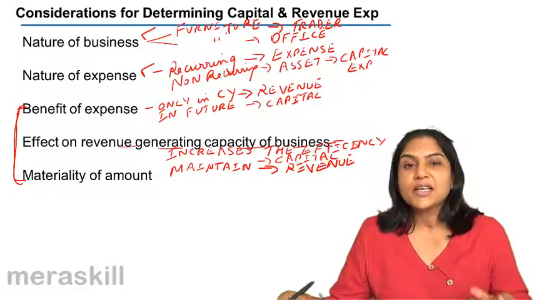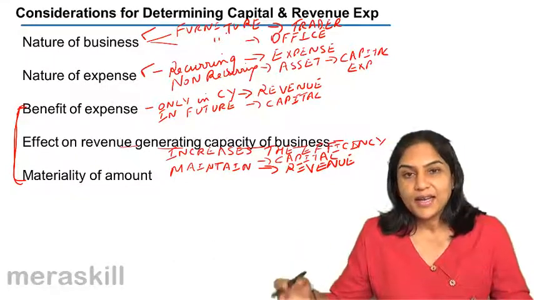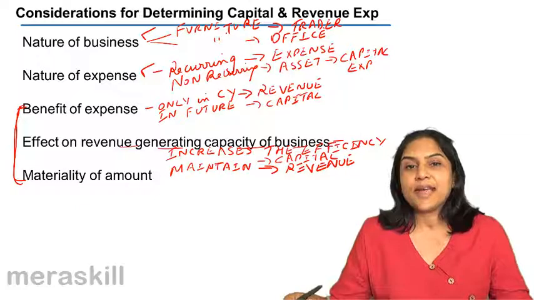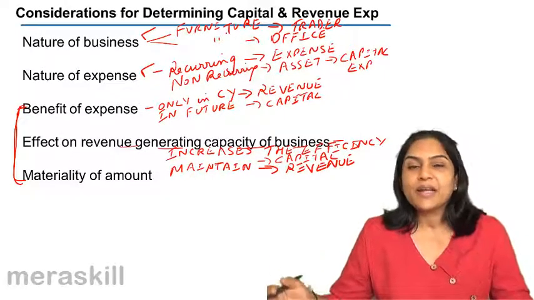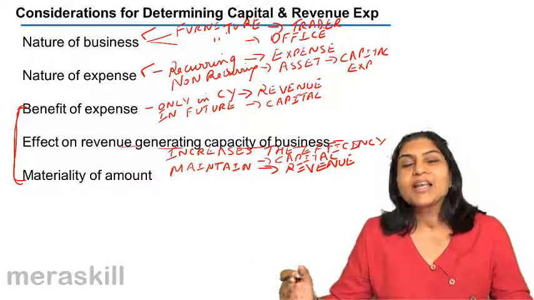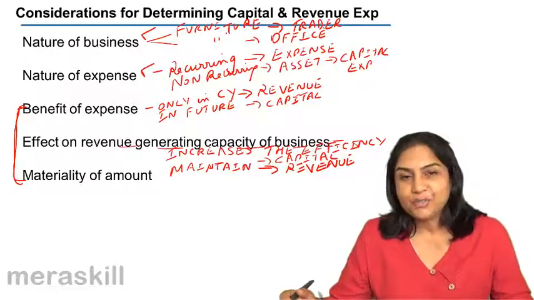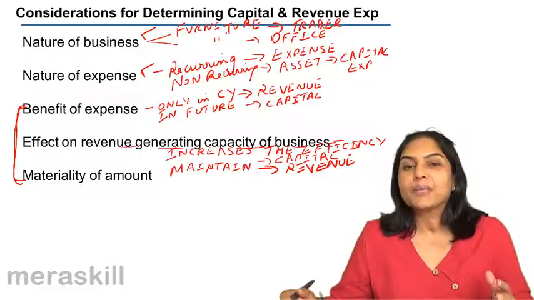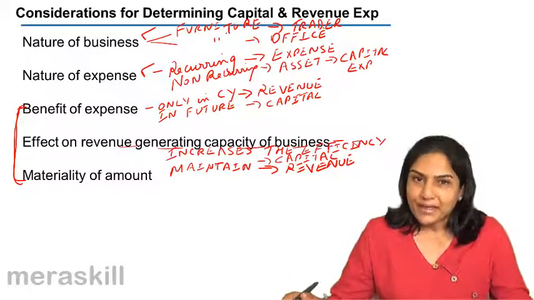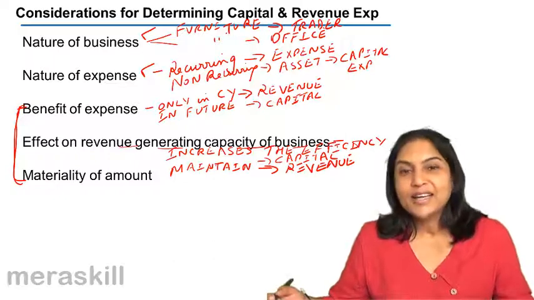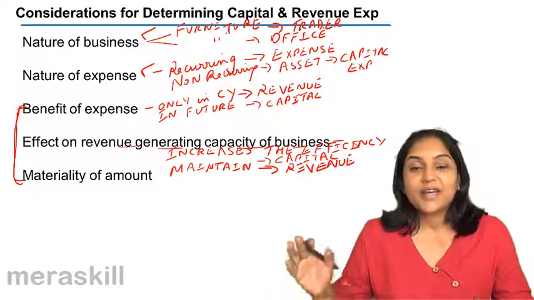Nature of the expense, is it recurring, is it non-recurring? If it is periodically spent, the expense recurs again and again, it would be treated as an expense. But an expenditure which occurs once in a while is usually capital in nature. Benefit of an expense, when the benefit of an expense is expected to be got only in the current period, it is defined as an expense. But when we expect the benefit over more than a year, then it is said to be a capital expenditure, that is defined as an asset.